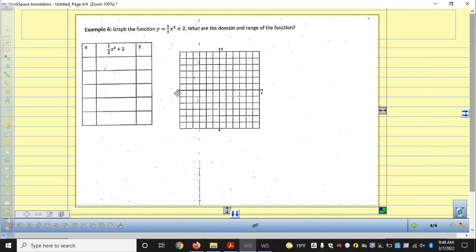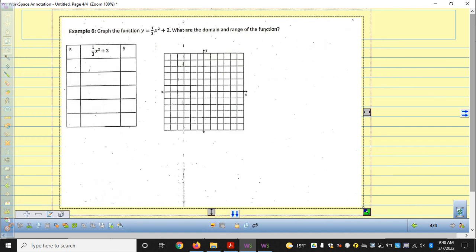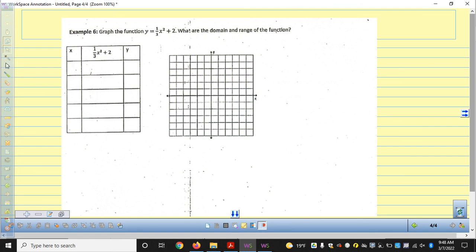So we want to sketch a graph of the function y equals 1/3 x squared plus 2. So we know because of this 1/3, it's going to be kind of wide-ish. We know with the plus 2, it's going to be shifted up on the y-axis. So we're going to plug in some values. For this one, I'm going to say -6, -3, 0, 3, and 6.